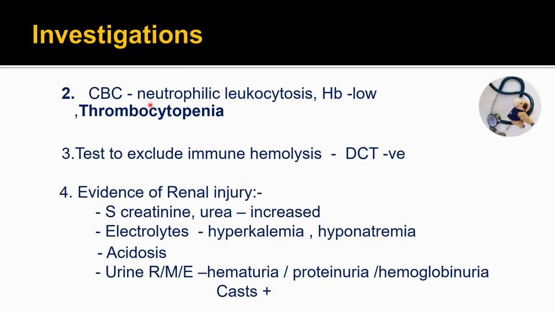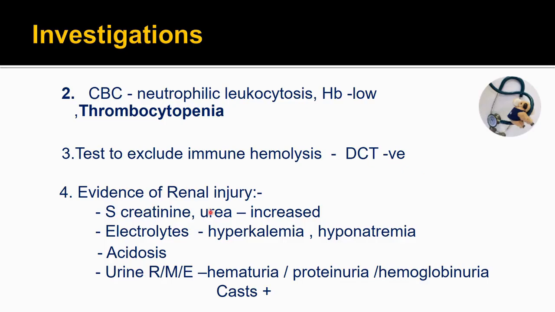Number 2, if you do a complete blood count, then you will get neutrophilic leukocytosis, hemoglobin will be low, and thrombocytopenia is present. Then if you do DCT, the direct Coombs test is negative in case of HUS, because this is a non-immune hemolytic anemia. So this is to exclude whether the hemolysis is immune mediated or non-immune mediated. In HUS, it is non-immune mediated hemolytic anemia, so DCT will be negative.